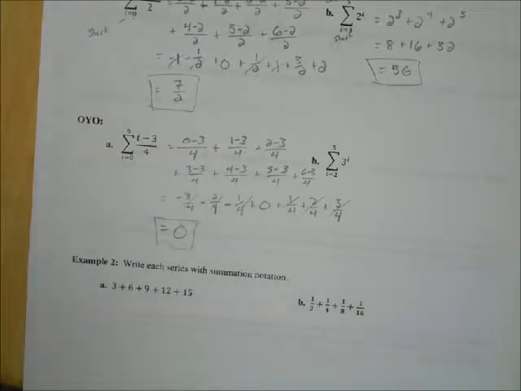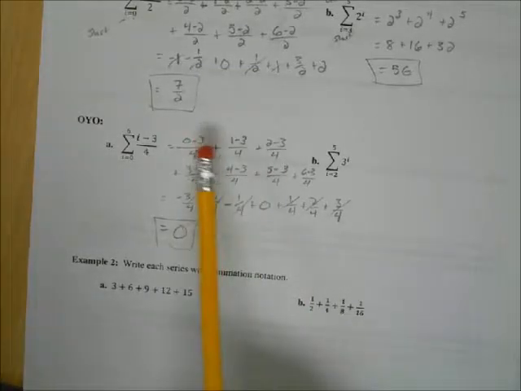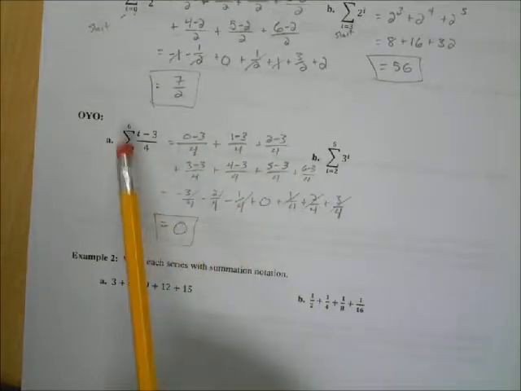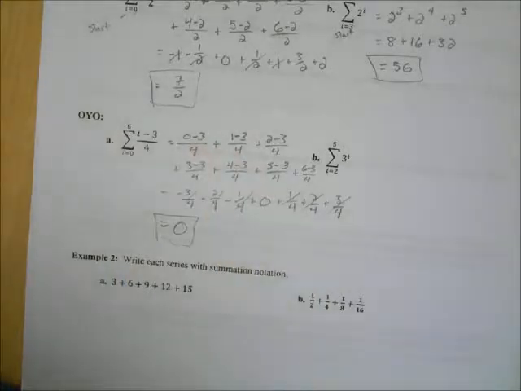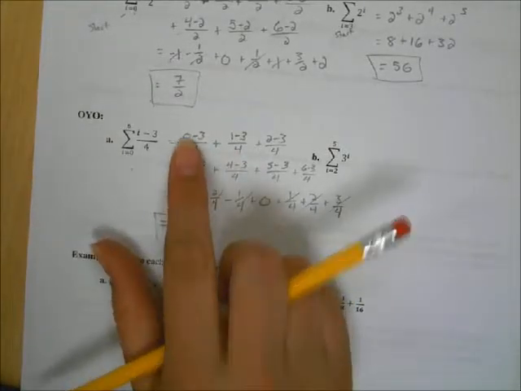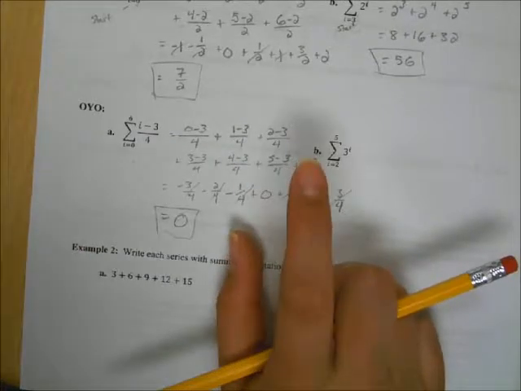So 0 to 6. Notice I have 1, 2, 3, 4, 5, 6. There's actually 7 terms there because I went from 0 to 6, not 1 to 6. Okay, kind of interesting how that happens. So make sure when you're plugging in, you start at 0 and you end at 6.